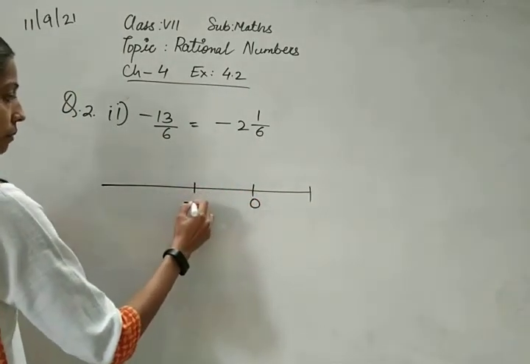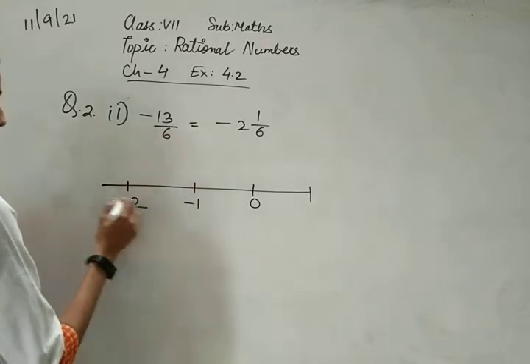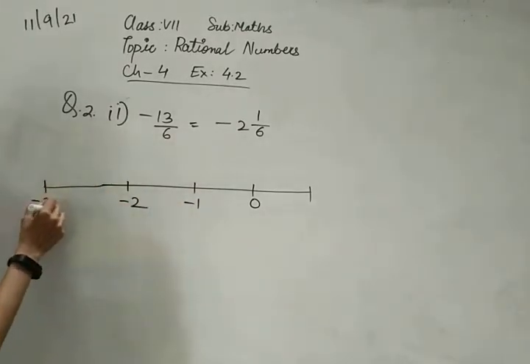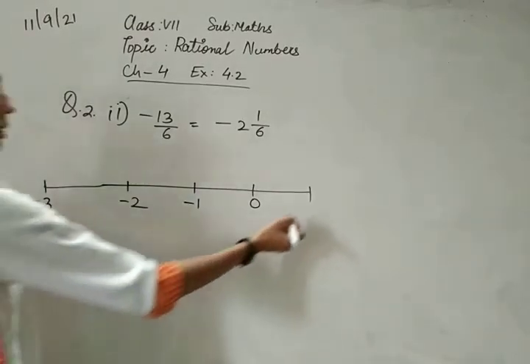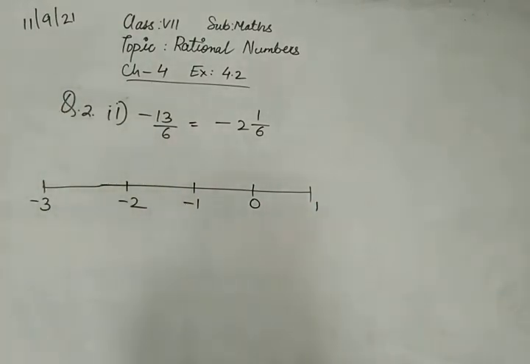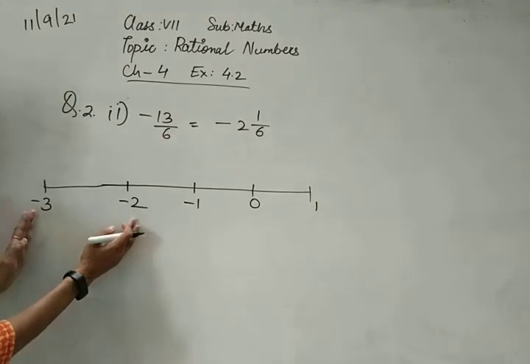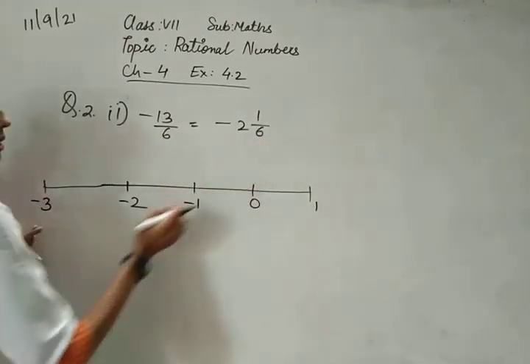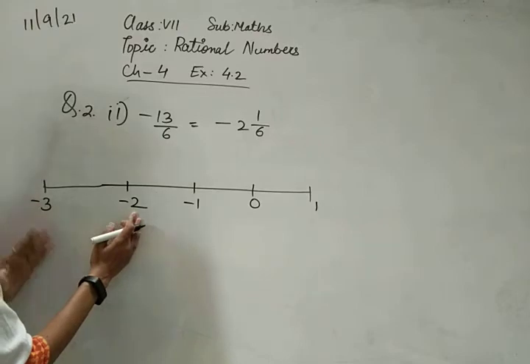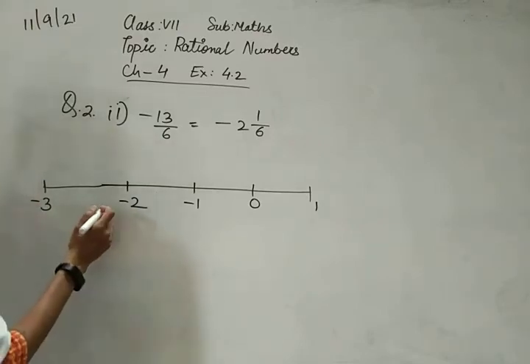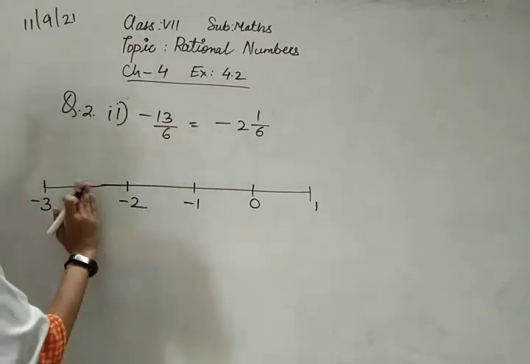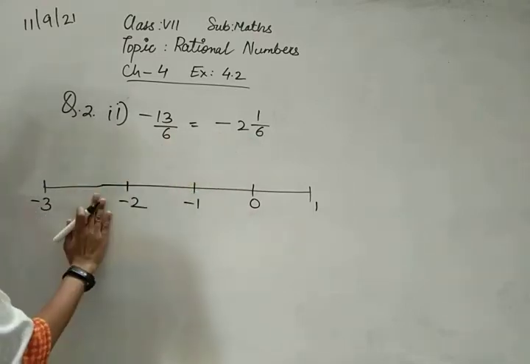0, minus 1, minus 2, minus 3. Draw the number line to scale with actual measurement. Now you can see minus 2 1 by 6 lies between minus 2 and minus 3. This means minus 2 will be on this side and this number will be on this side.